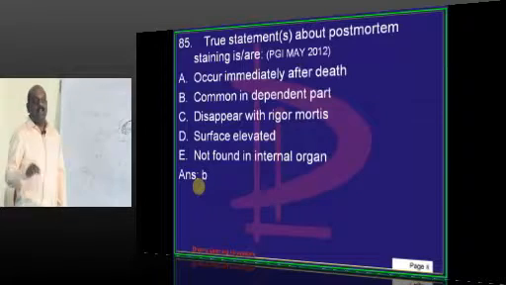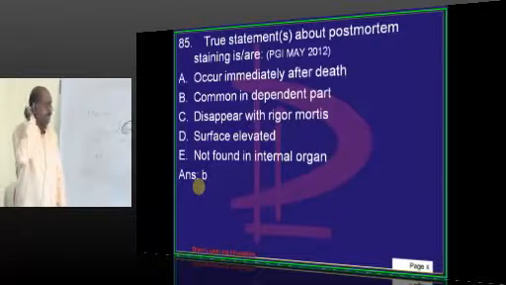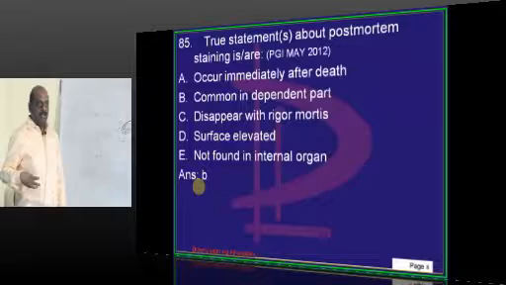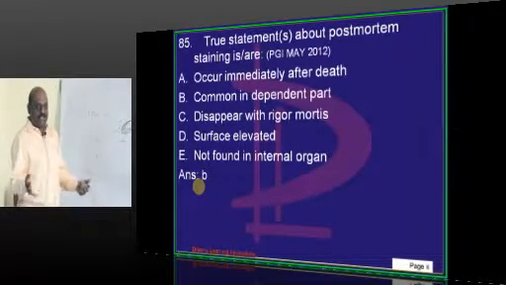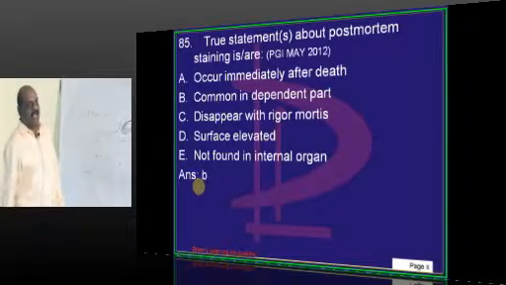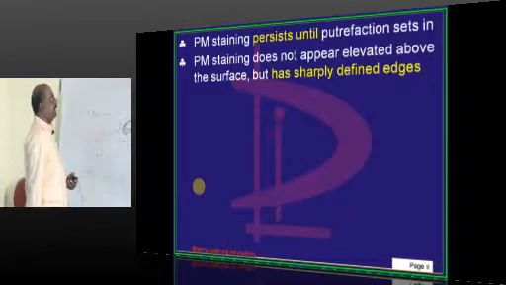A recent JIPMER question is, what is the earliest location to find post-mortem staining? Is it the right iliac fossa or the under surface of the liver? There was a huge debate on that, so I left the literature for you in that discussion.